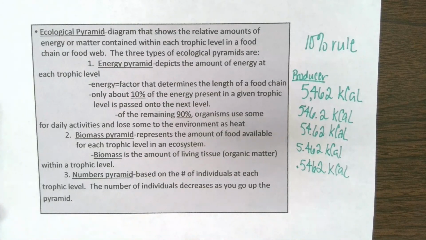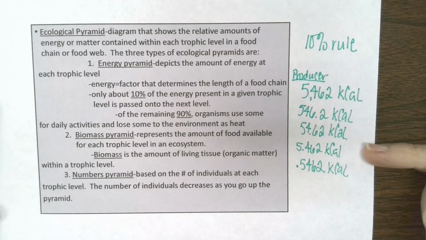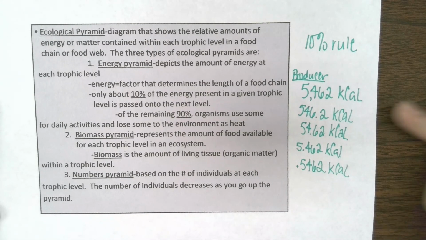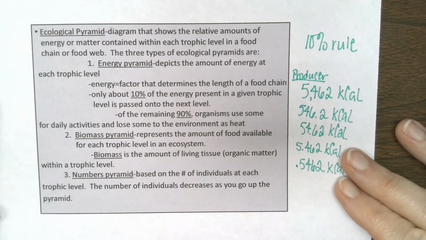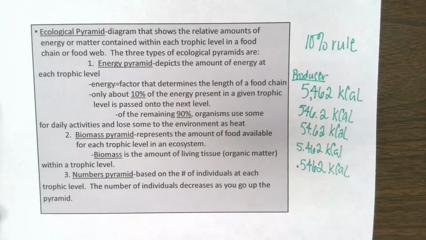All right, and so one more thing on the energy pyramid, again, that the other 90% of the energy is used to power daily activities. Okay, so as 10% moves to the next level, 90% of that energy at a given level is gone to daily activities, and some of it being lost as heat through cellular respiration. Okay, and we'll look at the pictures in just a minute of energy, biomass, and numbers pyramids all together.